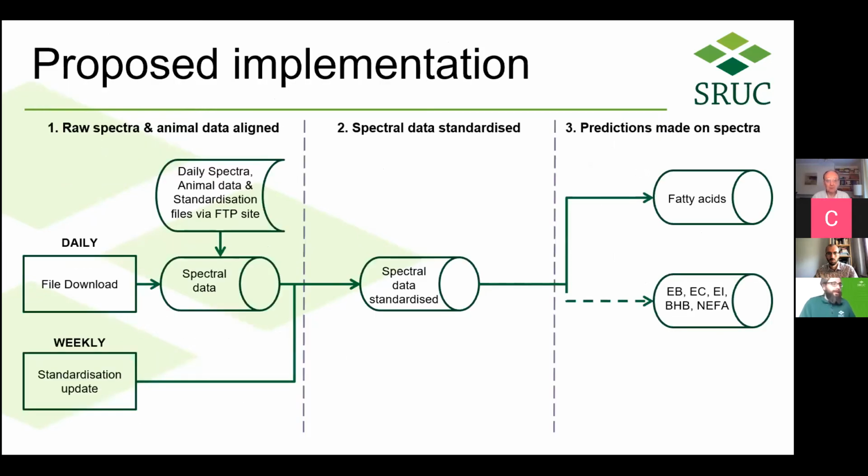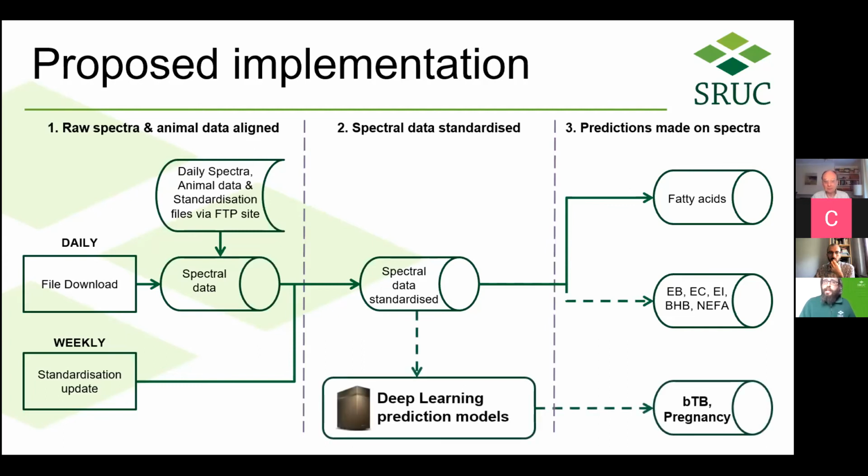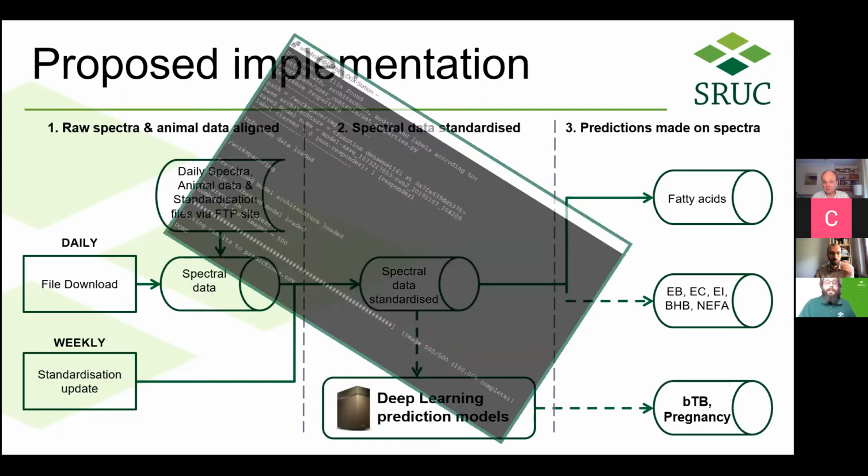I want to leave some time for questions, so I'll quickly fly through these slides. Our current proposed implementation: we collect spectral data sent to us on a daily basis, and we currently use that with the PLS method to predict things like fatty acids, energy balance, NEFAs, ketosis and things. And the deep learning model predictions would just fit into stage 2 here. When the spectral data is standardized, we would then siphon it off to make our pregnancy and our TB predictions, and then the other traits that we decide to start looking into.